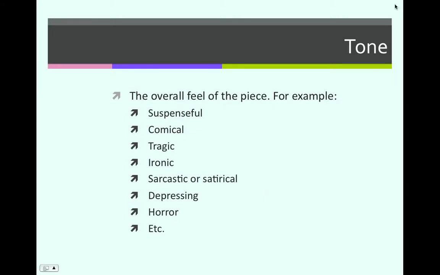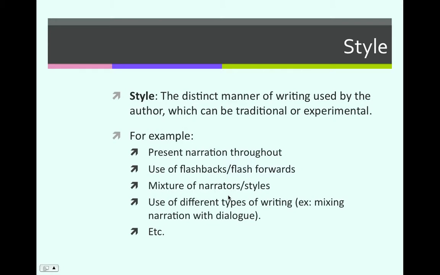So the tone is the overall feel of a piece. So it could be suspenseful, tragic, sarcastic, depressing, horror. That's what we mean by tone. Style is the manner of writing used by that author. So it can be traditional or experimental. So, for example, I haven't read it, but the novel Gone Girl uses a distinct style with present narration and then journal entries from the woman to tell the other side of the story. That's a very distinct style.